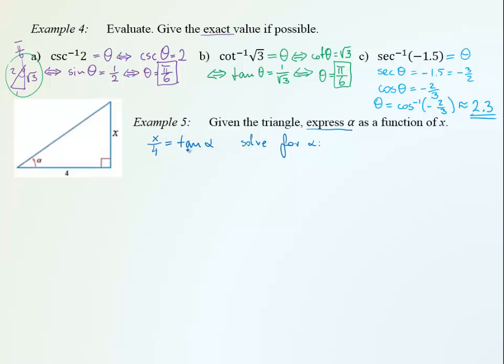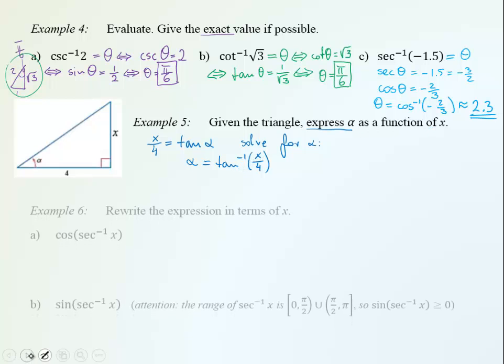How can we do that? Just by using the inverse function. So if we apply inverse tangent to both sides of this equation, we'll end up with alpha on this side, and on that side we'll have tangent to the minus 1 of x over 4. So that's the expression in terms of x only. Therefore, alpha is a function of x as desired.